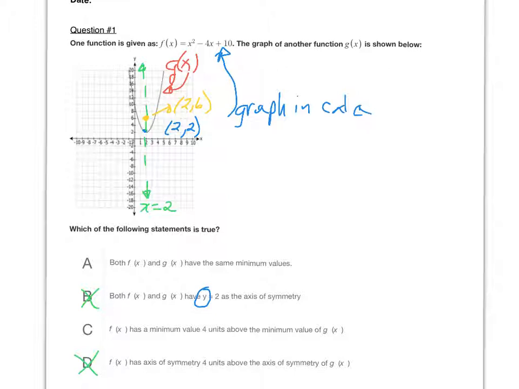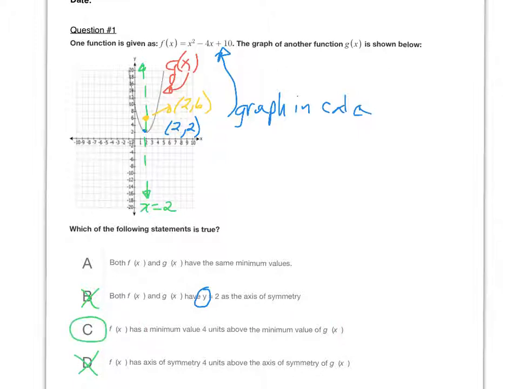So if you graph the f function in your calculator, you might actually have to zoom out in order to see the graph. It depends on where you have your window. But you want to make sure that you can see the actual vertex, which is your minimum value for this particular graph because it opens up. And if you do that, you do come up with a minimum value right here at 2, 6. So that means that the answer has a minimum value 4 units above the minimum value of the g function. Answer C is our correct answer.